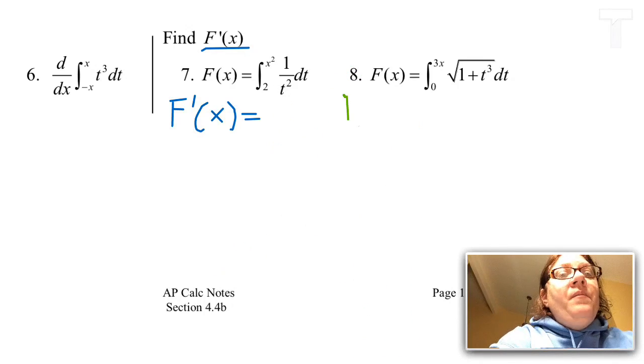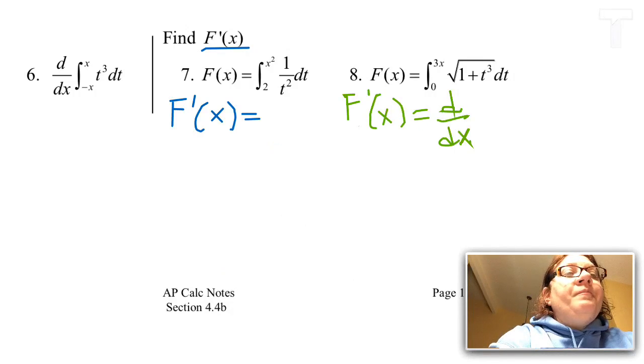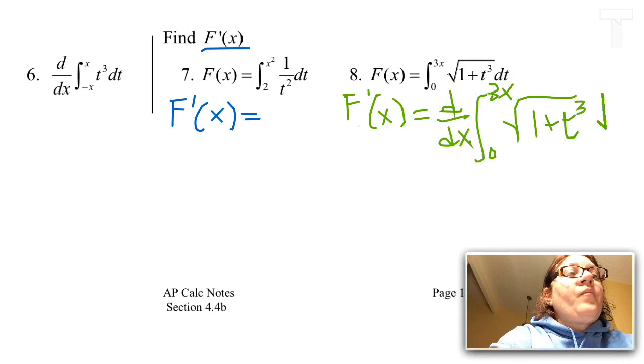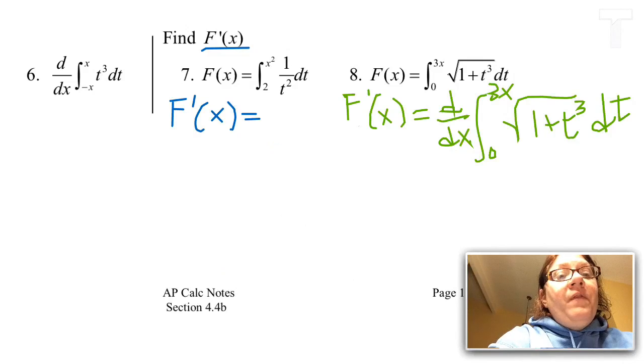Same thing on the second one. So I want to take the derivative. I'm taking the derivative of the antiderivative. So they kind of sort of cancel each other out. I just have to remember that I'm substituting in and using chain rule if it's an expression. So it fits my model.